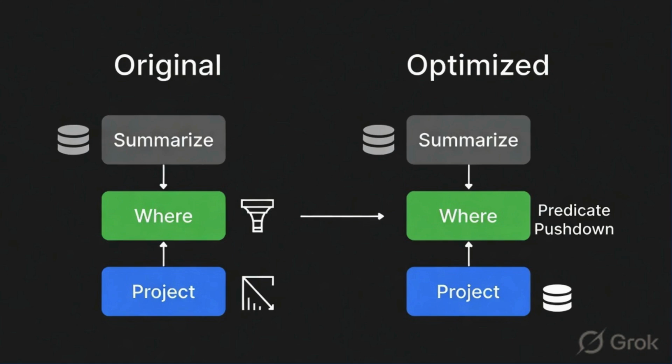Now look at the right side, the optimized flow. The optimizer pushes the where filter early, before summarize. See the funnel icons shrinking the data right away. Much less data hits the heavy summarize and project steps. The big arrow in the middle says predicate pushdown. That's KQL's optimizer moving your filter as early as possible to cut out junk rows before they waste time and resources. This is why a simple where clause on billions of rows can still run in seconds. Early filtering plus columnar magic equals massive speed.